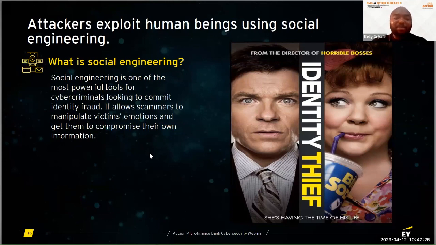It is a deceptive attack and arguably the most powerful tool that cyber criminals use. You would have heard of the likes of Hushpuppi and all of them. They used social engineering a lot. And like I said, it's deceptive. It tends to use your emotions.